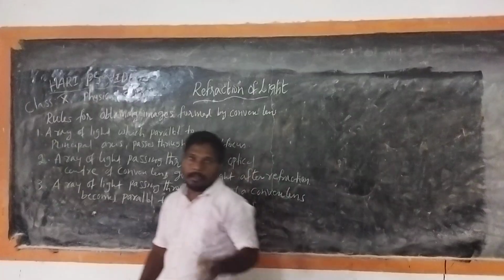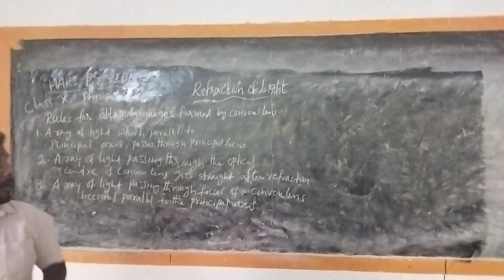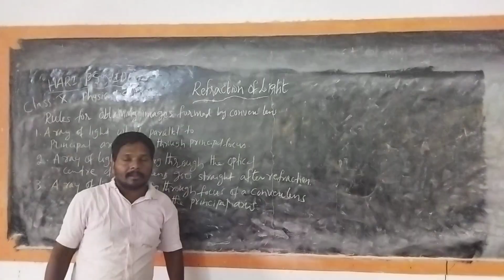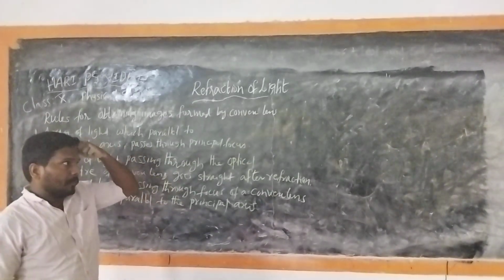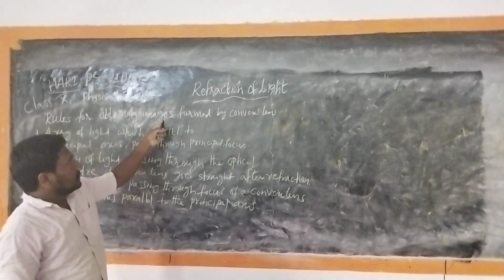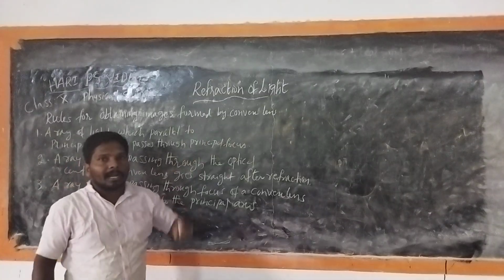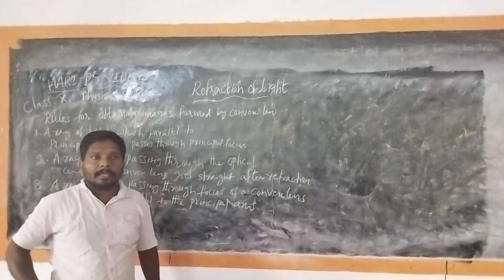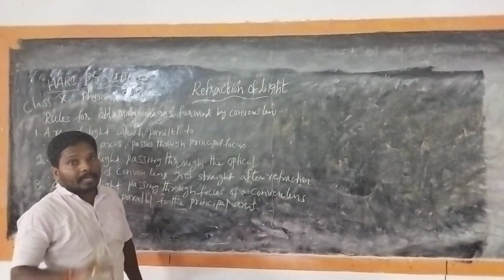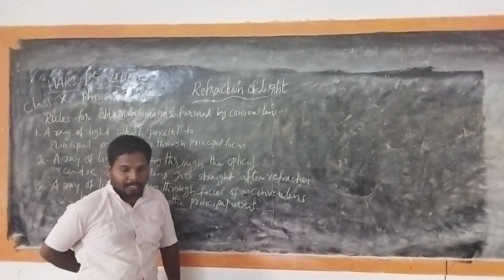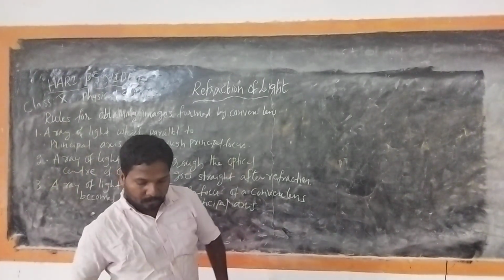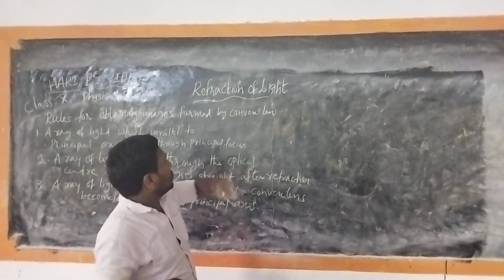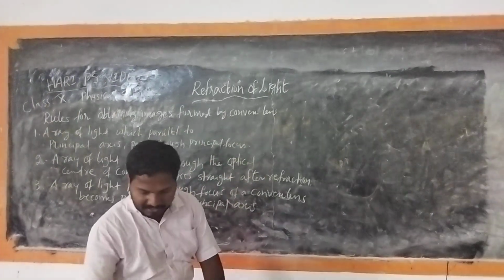Right. Coming to the next topic: rules for obtaining images formed by a convex lens. As we discussed, the rules for obtaining images by a concave mirror, here we have to discuss the rules for obtaining images formed by a convex lens.